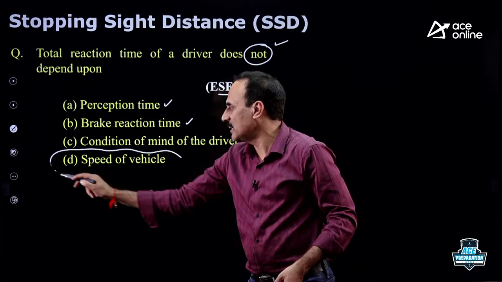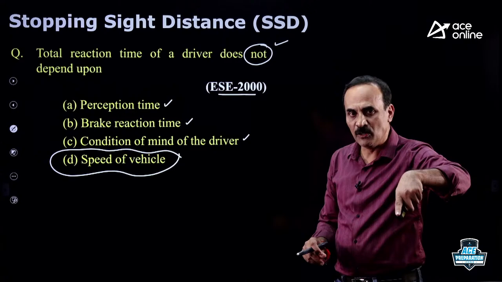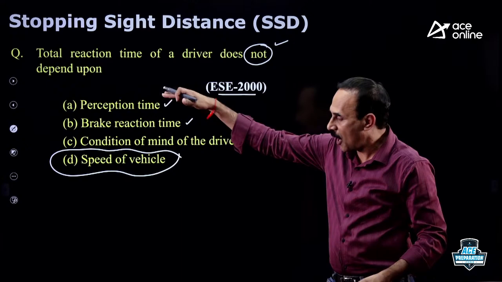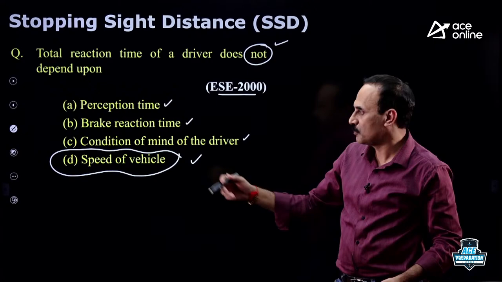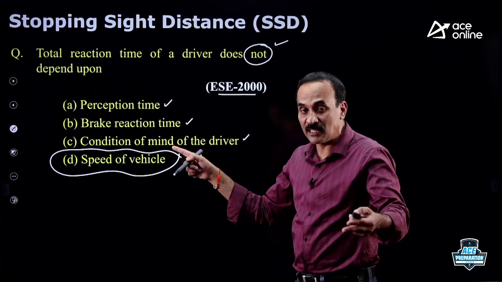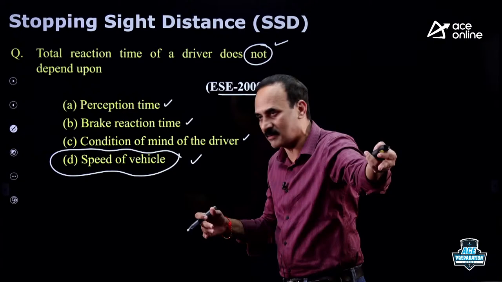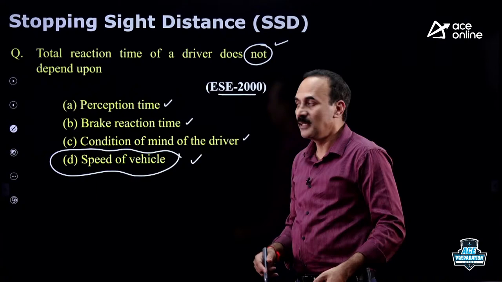Design speed is actually a fixed value based upon the terrain and importance of the road, as I told you. So out of all, the odd man out, you need to pick up. The odd man out is the speed of the vehicle. So this is related to time. And here also, the mindset of the driver is very important. If a driver's mindset is on something else, thinking about something else, he will react very slowly. So like that, by process of elimination, you need to read the question carefully. You should not miss the "not".